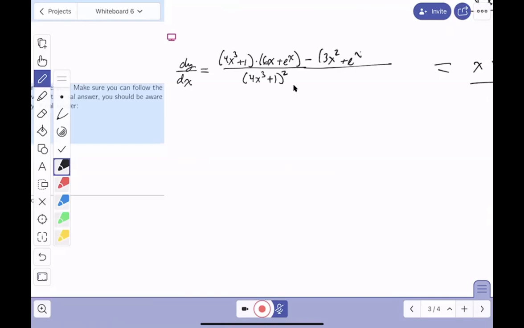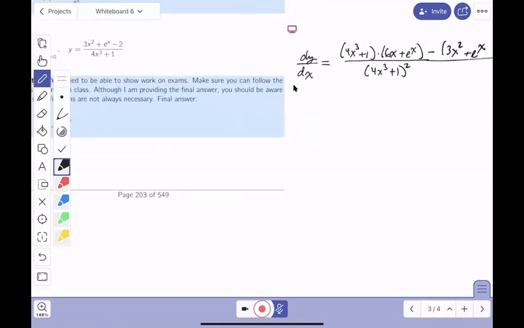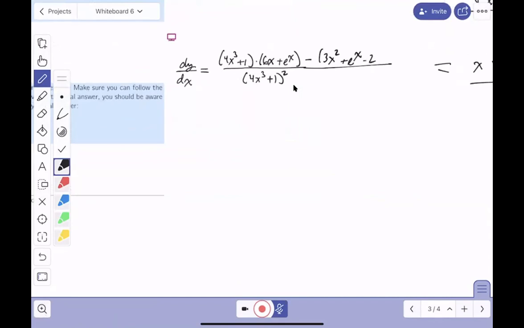Plus e to the x. If you can't remember something, it's minus 2. I notice it looks like I'm running into another problem. Just put a little line there saying it's not that problem. Times, that's the derivative of the top, by the way. I'm sorry, it's not the derivative, it's the top times the derivative of the bottom.